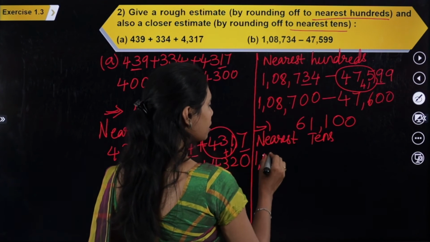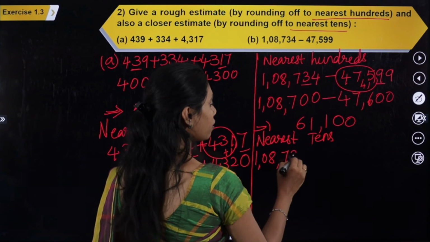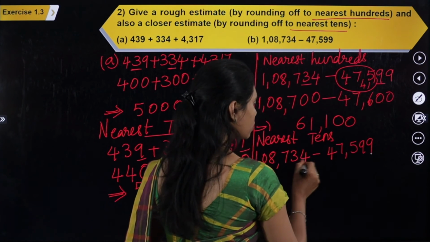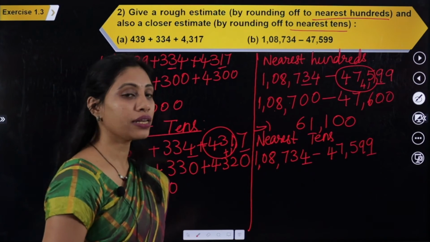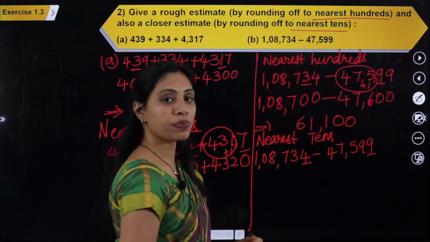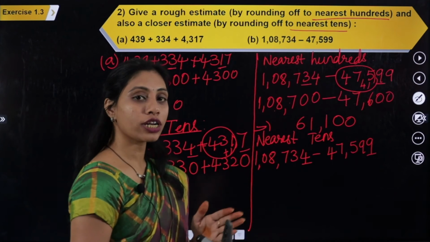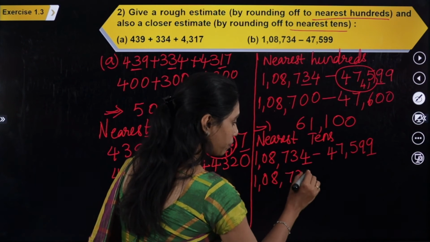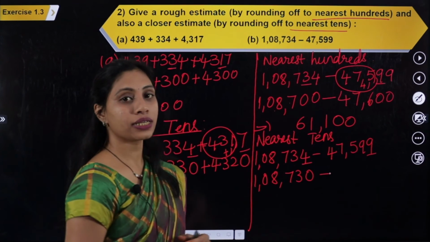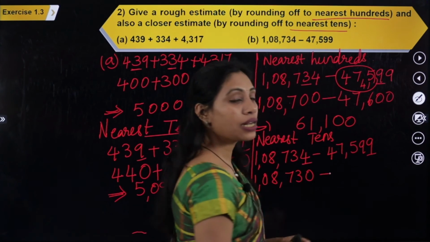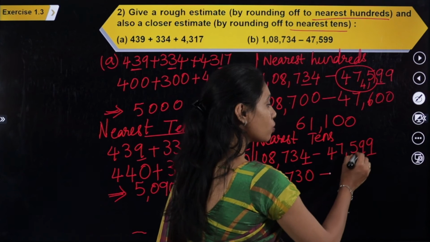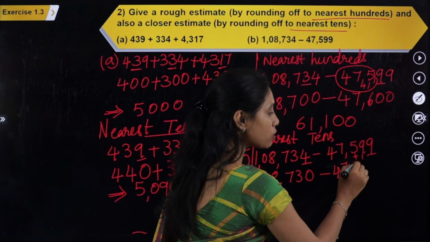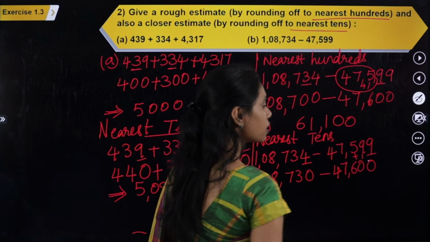So, the same number I am writing, 108,734 minus 47,599. Since it is nearest to tens, we will be underlining the ones place. So, here the ones place digit is 4 which is smaller than 5. So, I will write the number as it is before the digits and I will mark the underlined digit as 0. Here we have the underlined digit as 9 which is greater than 5. So, let us add 1 to it. So, 4 7 5 9 plus 1 gives us 6 0 and this also becomes 0.